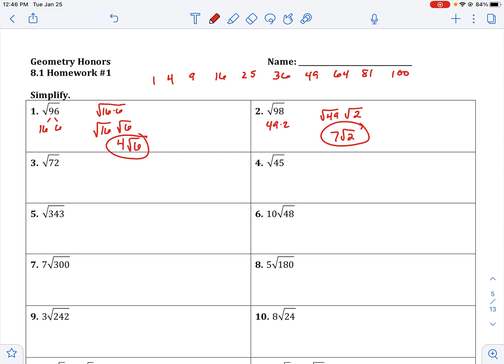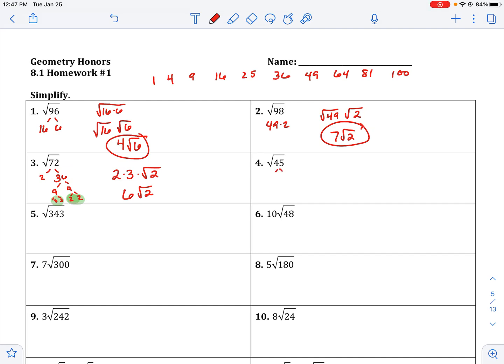Now you could also do the prime factorization, where you would take the prime factors of each number. Like this is 2 and 36, which is 9 times 4, which is 3 and 3, and 2 and 2, and find your pairs. So there's 1, there's another one. So that would be 2 times 3 times the square root of 2, or 6 root 2.